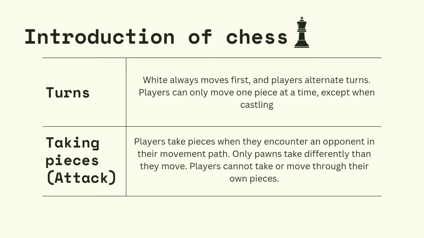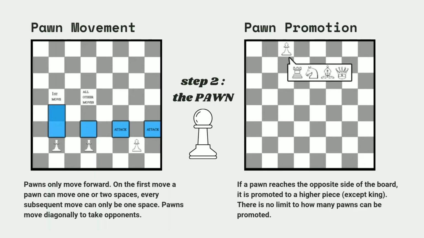As for taking pieces, aka attack, players take pieces when they encounter an opponent in their movement path. Only pawns take differently than they move. Players cannot take or move through their own pieces. Let's move on to the second step, the pawn.